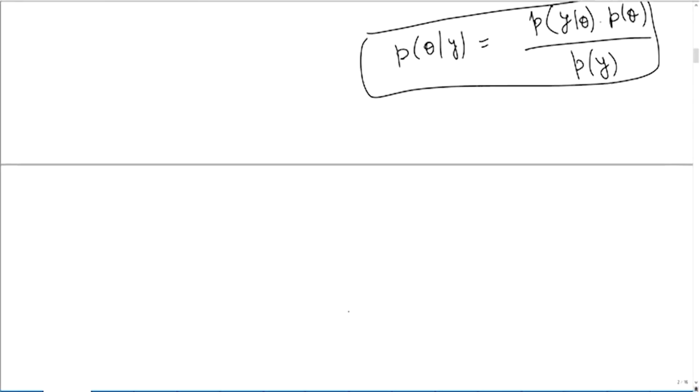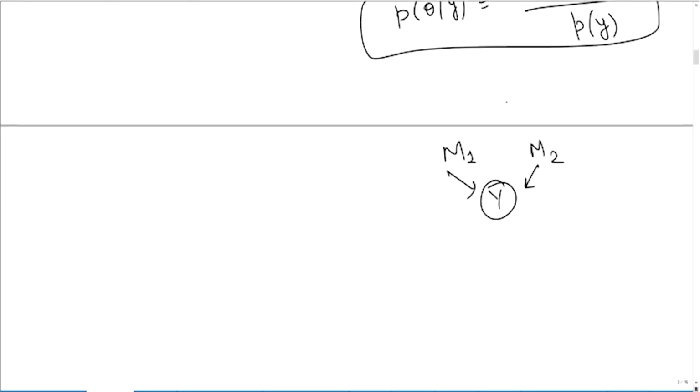So, let us think about two models, model M1 and model M2. Let us say you have two models, M1 and M2, and you have a single data set, let us say y, which each of these models wants to explain. Our goal is to select model M1 or model M2 based on whichever is better at explaining this data y, whether M1 is better at explaining data y, or whether M2 is better at explaining this data y. Okay. That is our goal. So, how do we do that?